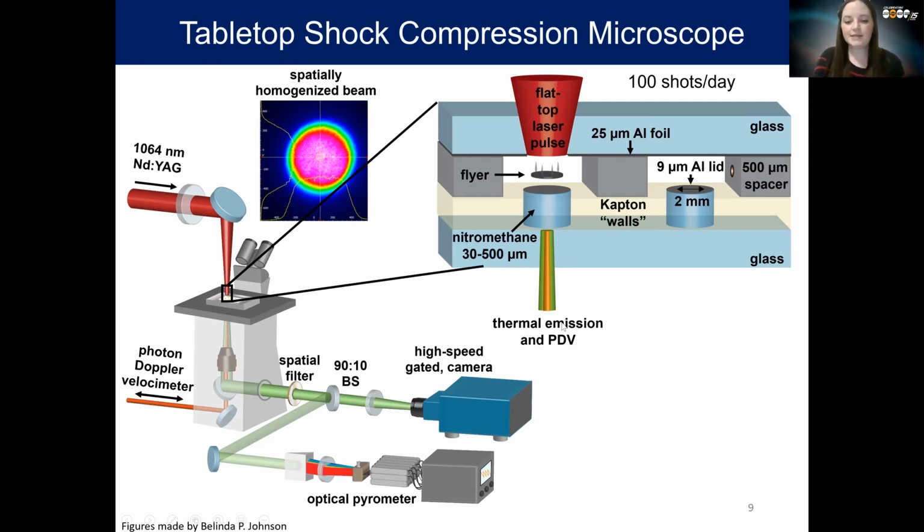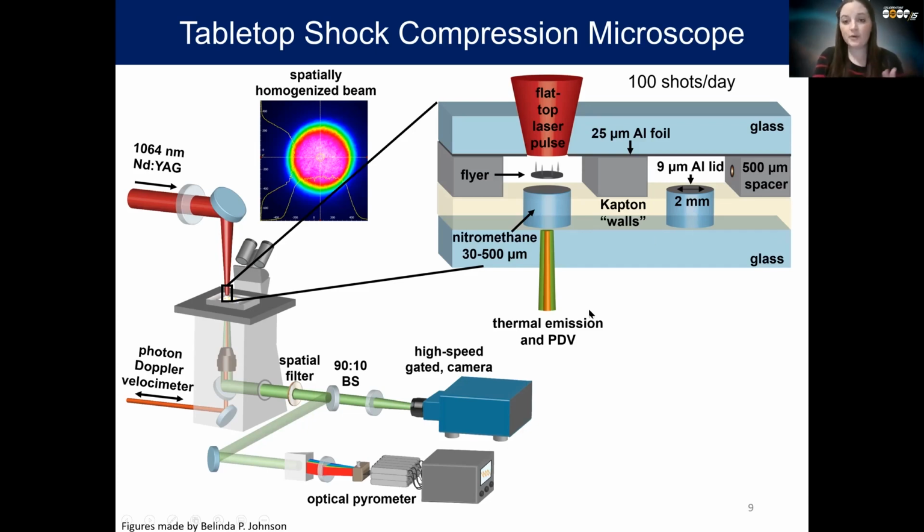Then from the backside, like I said, we can collect the thermal emission and do PDV, where the PDV can either focus on this interface between the lid and the liquid, telling us what the input energy is, or we can actually deposit 30 nanometers of gold onto the glass and probe how the shock is changing after it traverses through some sort of thickness of nitromethane.